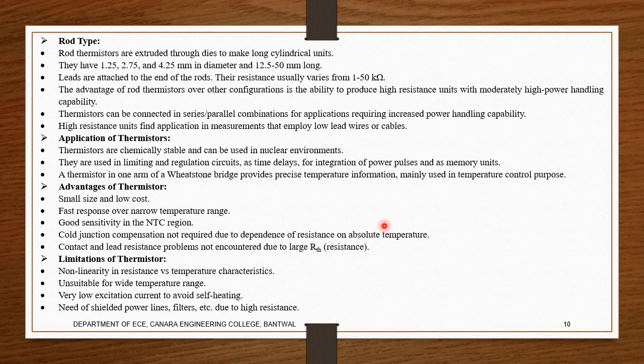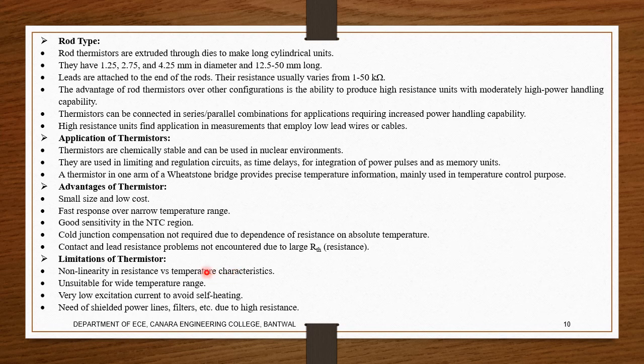For example, when you connect through LEDs also. Contact and lead resistance problems are not encountered due to the large resistance, the RTH resistance, the Thevenin's resistance. So the losses and so on cannot be a problem there.